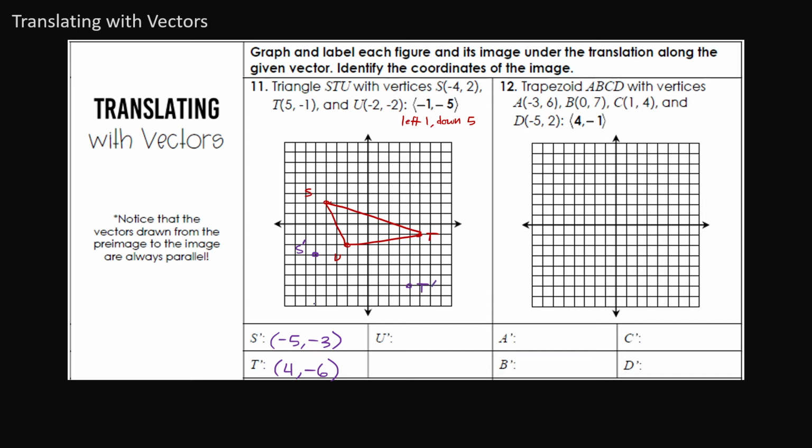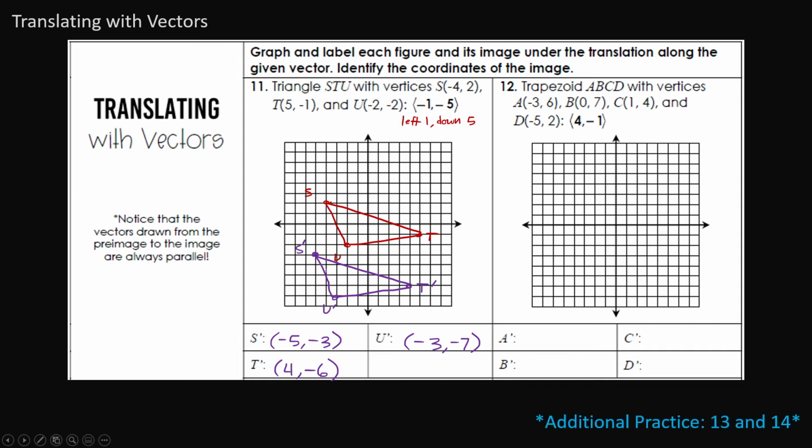Here's T prime. And U prime, I'm just going to go ahead and subtract. -2 minus 1 is -3, and -2 minus 5 is -7. So point U prime is at -3, -7. Here's U prime. And here is my image triangle. So again, you'll notice it's the same size and shape. It's just translated down and to the left.